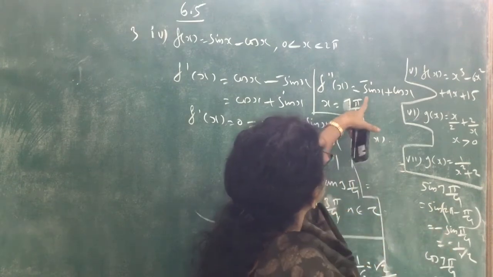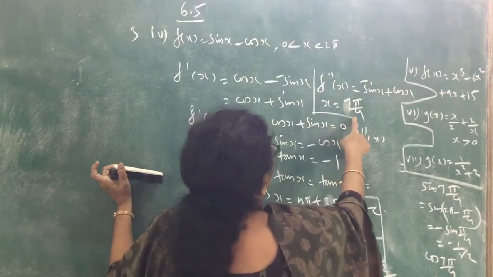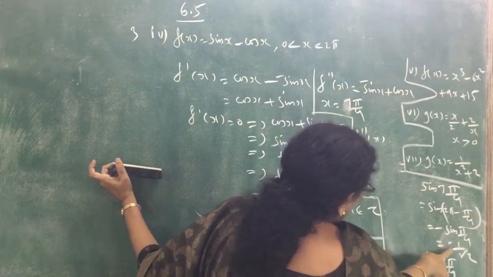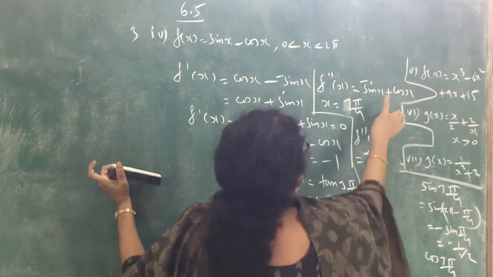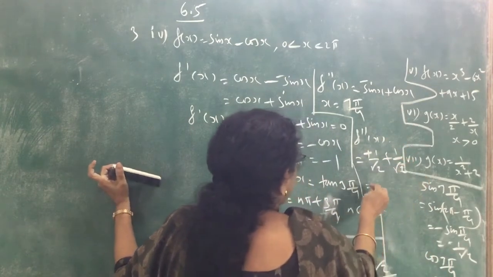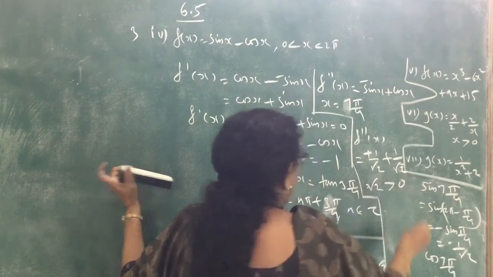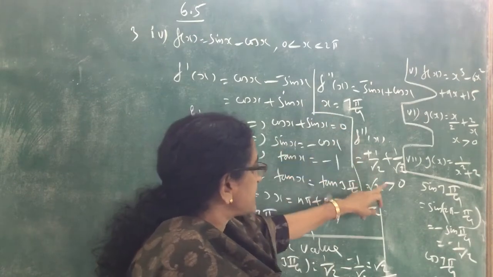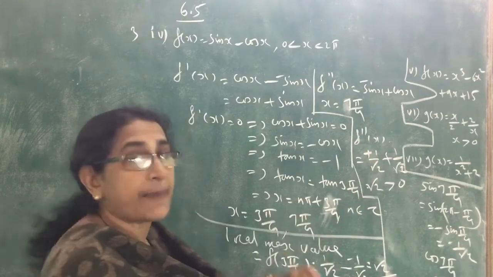So cos 7 pi by 4 is 1 by root 2, and sin 7 pi by 4 is minus 1 by root 2. Now we can substitute in the second derivative. So f double dash x, when x equal to 7 pi by 4, is minus sin 7 pi by 4, and the sin value is minus 1 by root 2. So minus, so plus 1 by root 2. Then plus cos 7 pi by 4, 1 by root 2. So 1 by root 2 plus 1 by root 2 is 2 by root 2, that is root 2, which is greater than 0. So when x equal to 7 pi by 4, the second derivative is greater than 0. That means 7 pi by 4 is a point of local minimum.